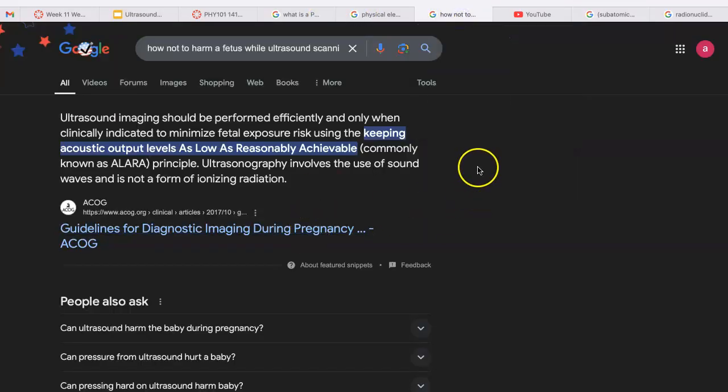So yeah, I just learned that you have to keep the acoustic output levels as low as reasonably achievable, but the ultrasonograph doesn't use radiation. So that is good to know. I'm not going to be harming these mothers, these babies, these unborn children. And just learning about the sound waves and the depth of it all. Great. Loved it so much.